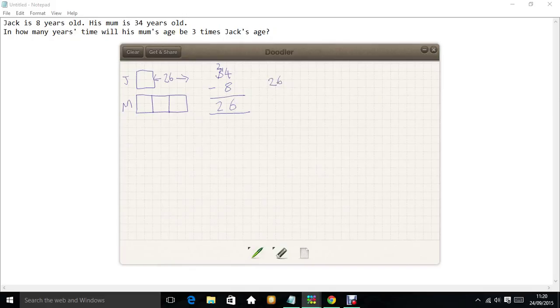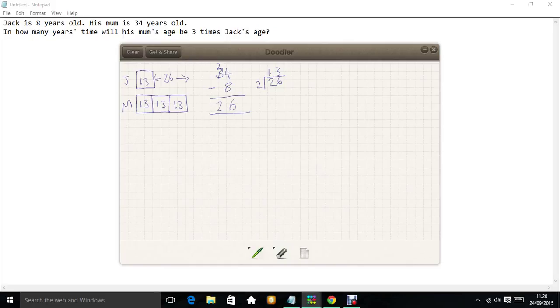So 26 divided by 2 gives us 13. That means each of these blocks represents 13 years of age. So in the future, when mum is three times Jack's age, Jack will be 13 and mum will be 3 times 13, which is 39.